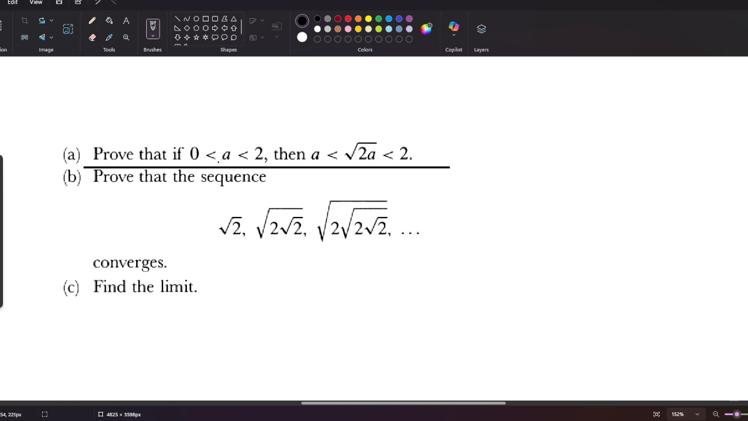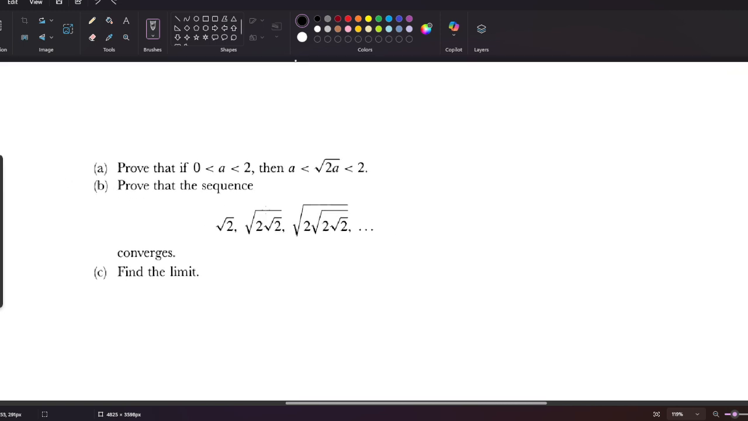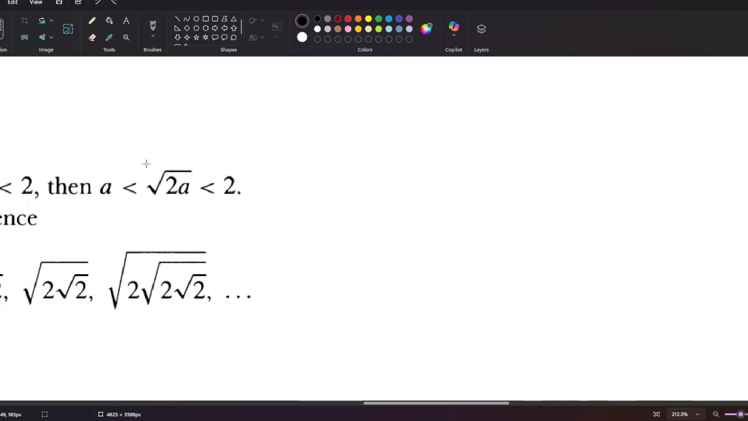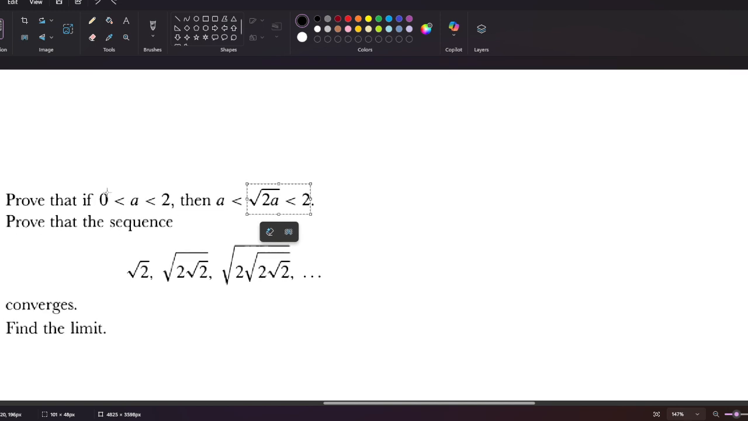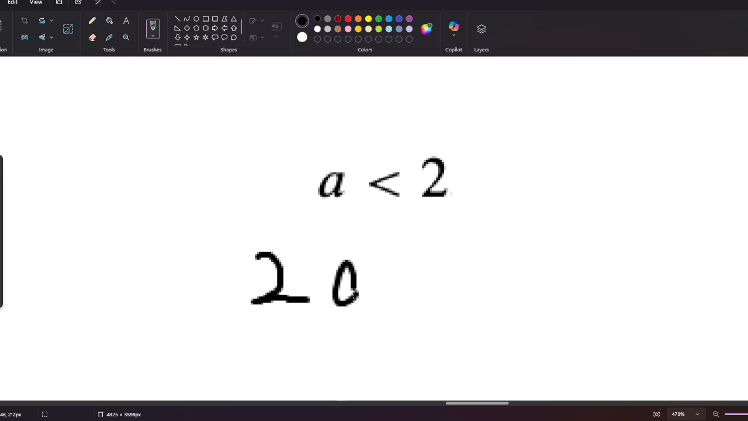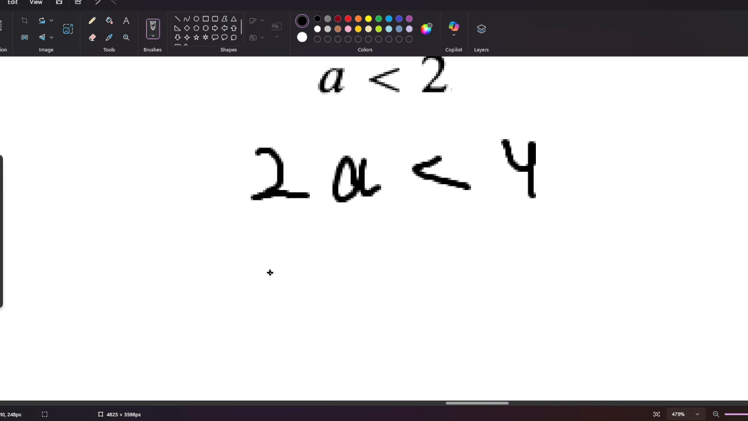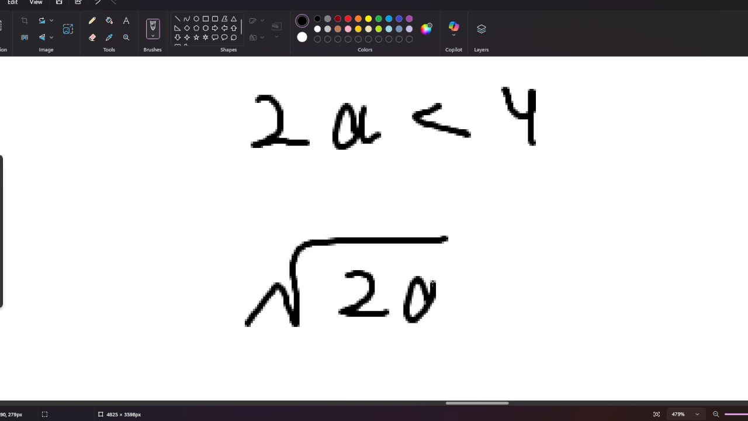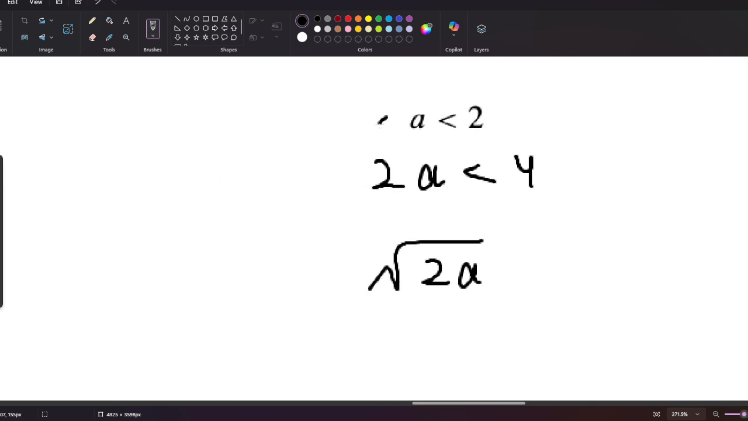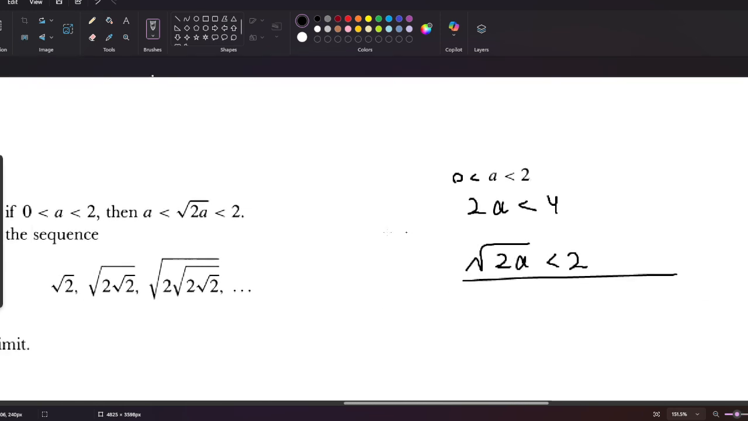We have to prove that if 0 is less than A, and A is less than 2, then A is less than square root of 2A, and square root of 2A is less than 2. Okay, let's begin with this part of the statement. We grab A is less than 2. Let's multiply both sides by 2. It's going to be 2A is less than 4. Let's take the square root on both sides because we know that A is greater than 0. So less than 2. That's it.